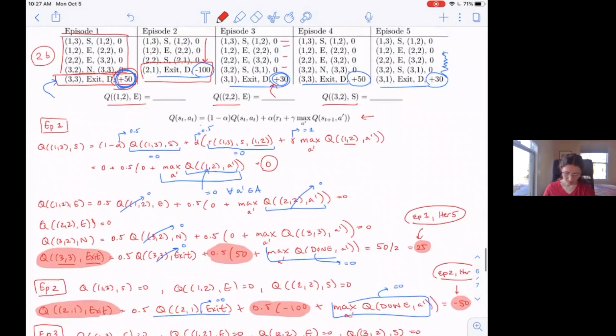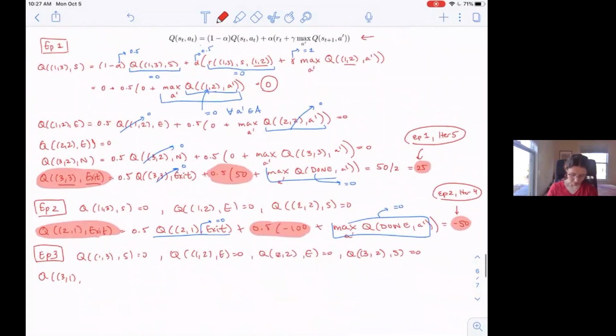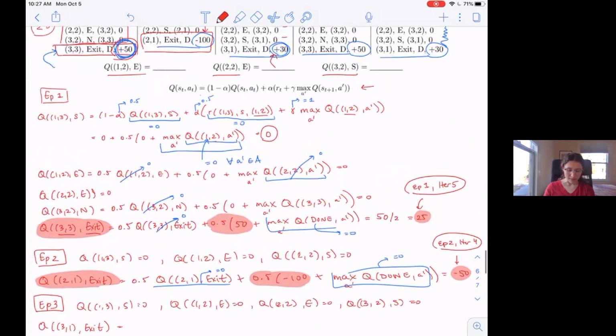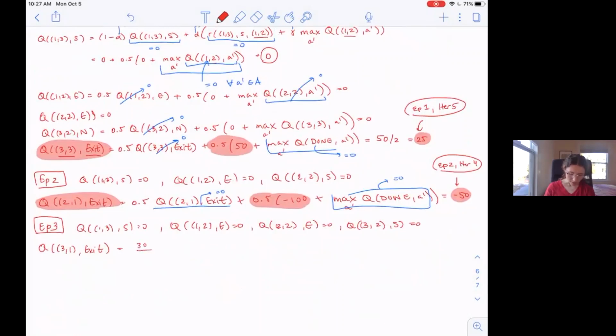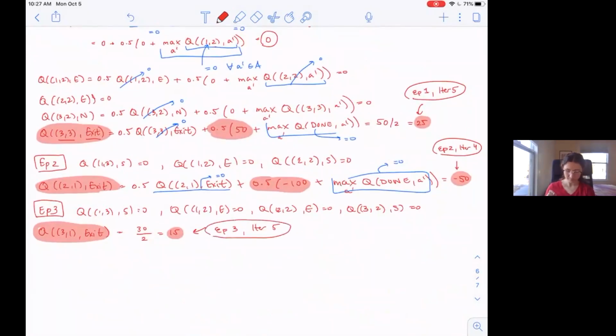Now we're at Q of 3,1 exit. And this one, if we actually worked through the numbers here, we would end up getting an updated Q value of 30 over 2, which will be 15. All right, and this happens in episode 3, iteration 5. We're almost getting to the interesting parts, I promise. Let's just go through episode 4 here.